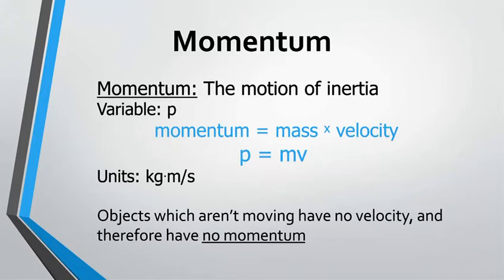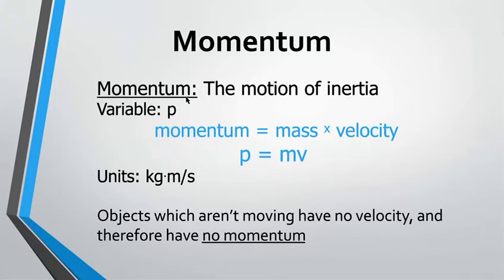What is momentum? Momentum is the amount of movement in an object. Simply, you can say the motion of inertia. It is known as momentum, represented by the variable p. In equation form, it can be written as momentum is equal to mass times velocity.